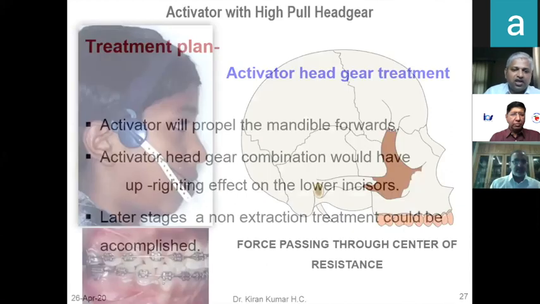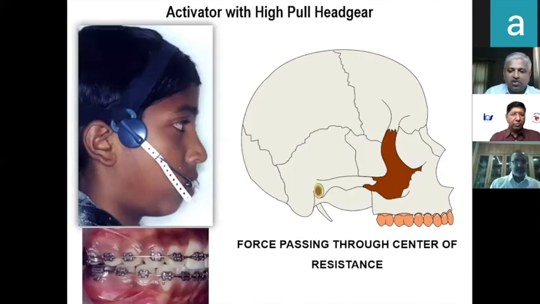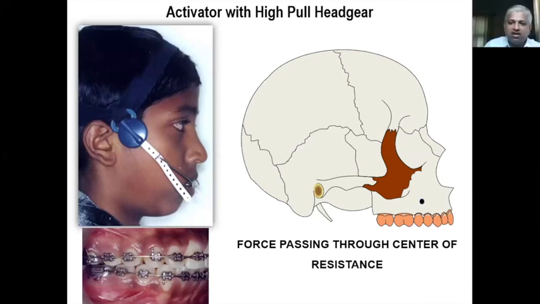The patient is placed with an activator with force passing through the center of resistance. It is very well known that we have a center of resistance of the dentition and a center of resistance of the maxilla. After placing an activator appliance with the headgear combination, we have to make sure that the force passes through the center of resistance of the dentition and the maxilla. So how to judge whether the force is passing through the center of resistance of the dentition and the maxilla? There are two methods: a clinical method and a cephalometric method.